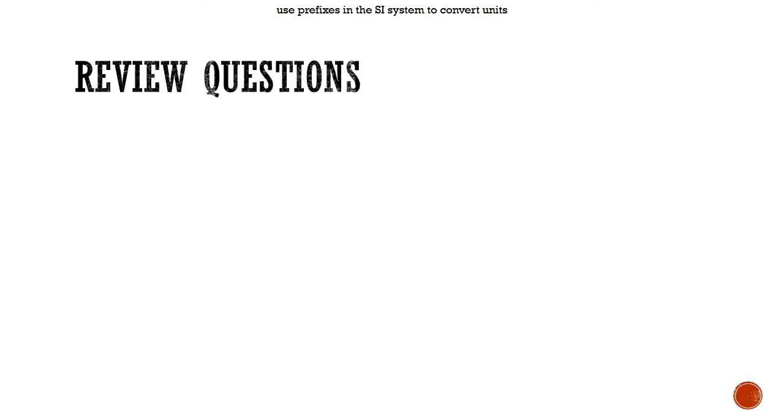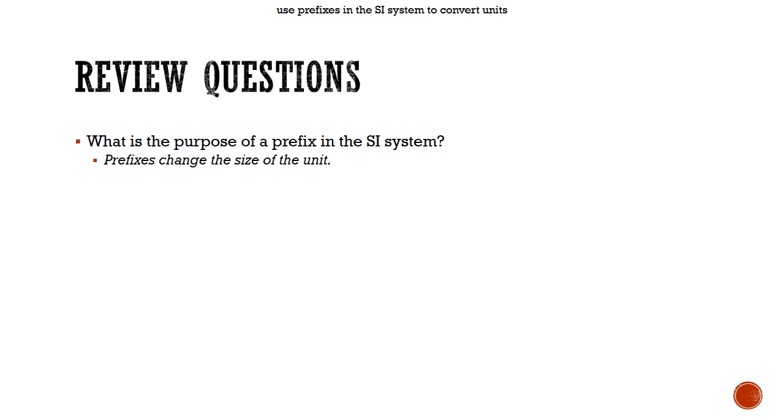A few review questions here. As each one pops up, please pause the video, answer it yourself, and then see how you did compared to my answer. Question 1. What is the purpose of a prefix in the SI system? Prefixes change the size of the unit. They either make the unit larger or smaller.